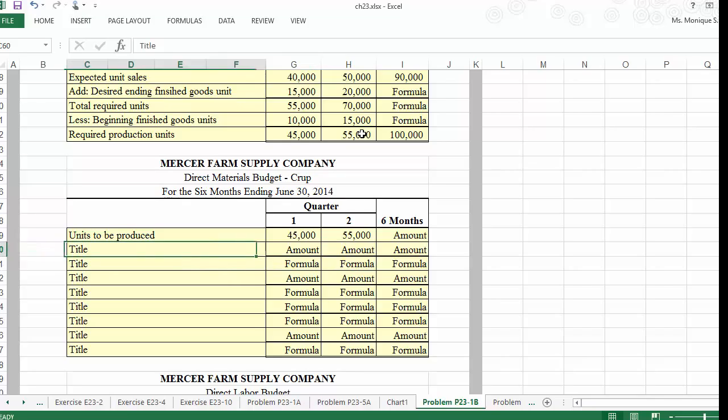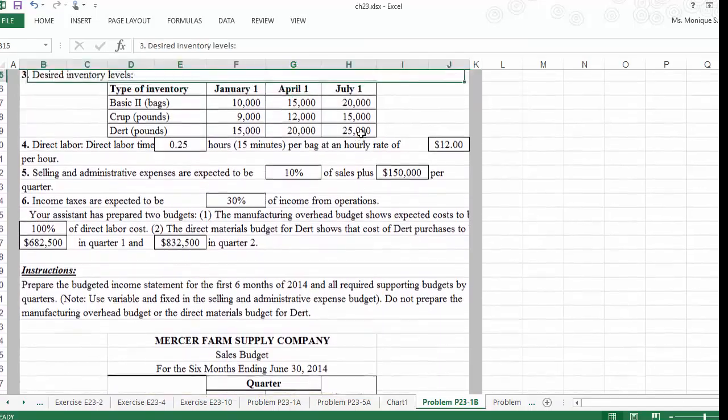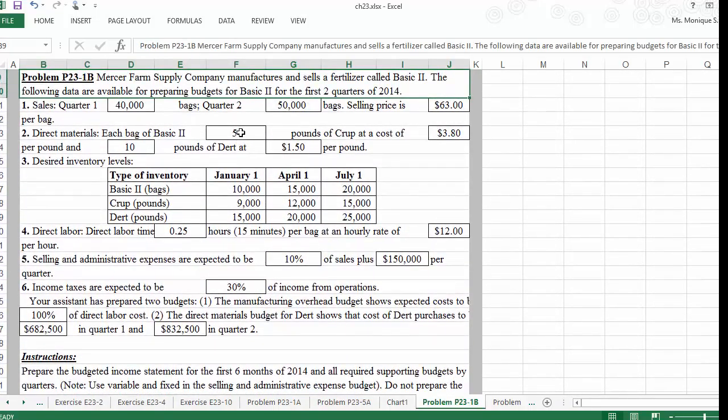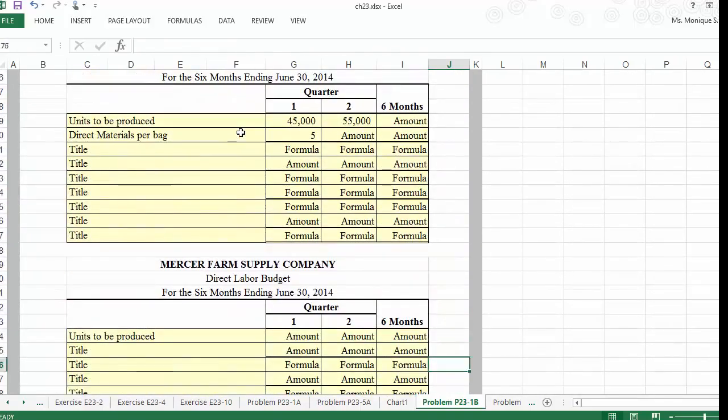And our next line item will be our direct materials per unit. So this is per bag, or better to put per bag. And that would be that 5 that we mentioned in our part 1 video. So the 5 that we mentioned previously, 5 pounds are needed at 380. So we're going to use the 5 for both quarters. And you can copy it or enter the 5, doesn't really matter.